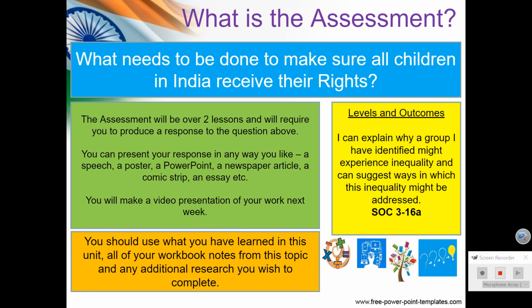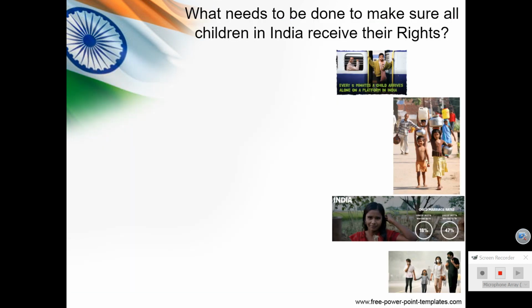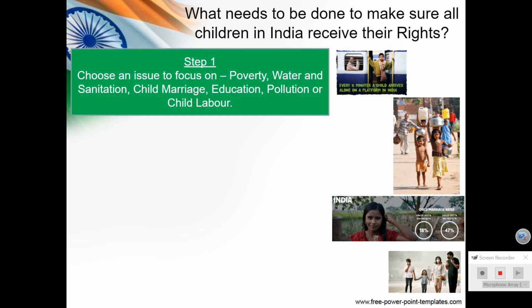So what are the success criteria? And what do you need to do? Right, step 1. You're going to choose one issue to focus on. So you can choose poverty, water and sanitation. Remember, sanitation is kind of a sewage system, and it also includes clean piped water, but it's to do with keeping clean, and those are 2 ways that that's achieved. Child marriage, education, pollution, or child labour. Some of the issues we studied individually, and obviously you can refer back to those individual lessons to help you with facts and figures too.